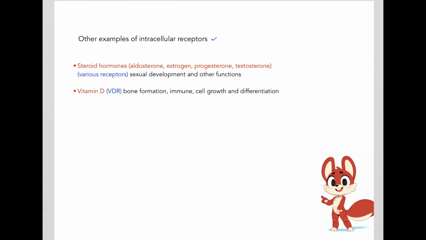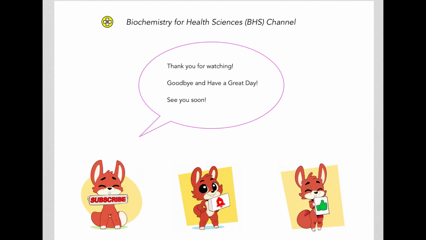Other examples of intracellular receptors that we'll come across in future videos include the other steroid hormones, such as aldosterone, estrogen, progesterone, testosterone, and so on, that are involved in sexual development as well as other functions. And then we have vitamin D, that binds vitamin D receptor, that's involved in bone formation, immunity, cell growth, as well as differentiation. So that's all for receptors.